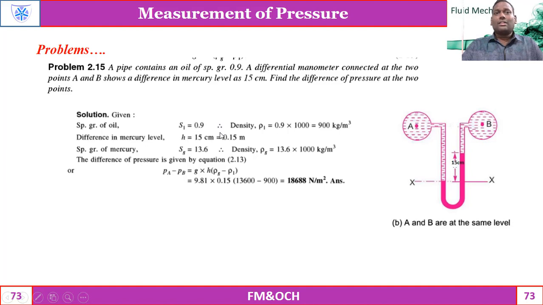We all know that density can be calculated with respect to specific gravity into standard weight of the fluid. It is 900 kg per cubic meter. The difference in mercury level is given as 15 centimeters. Convert into meter, it is 0.15. The specific gravity of mercury we all know, and the density also can be converted like this.